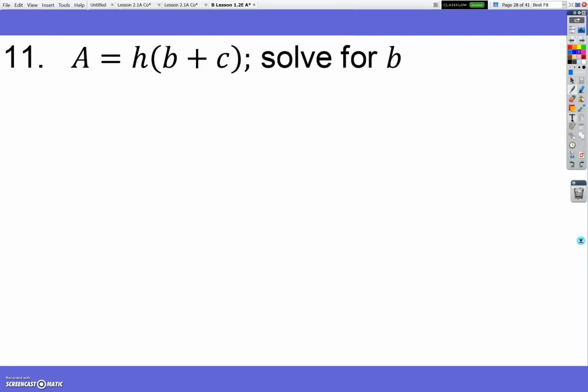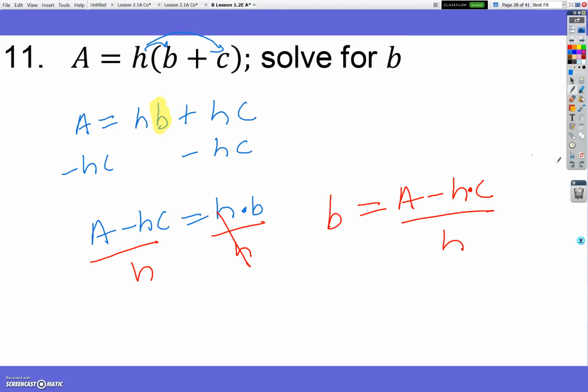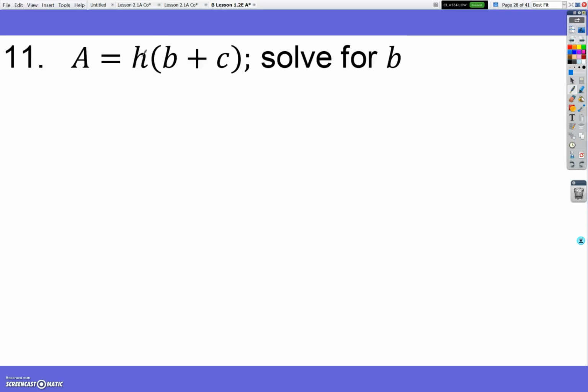Alright, so this next one says I need to get the variable b all by itself. Now previously on my other example, I distributed it on both of them. I'm actually going to do the other method this time. Since this is multiplication, the opposite of multiplication is division. So I'm going to divide both sides by h. This would leave me with a over h is equal to b plus c.